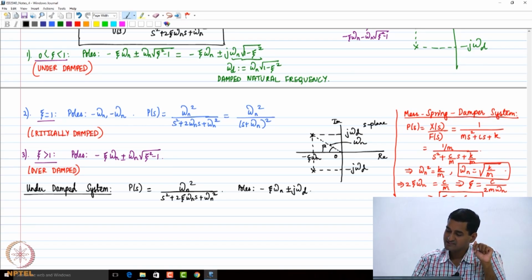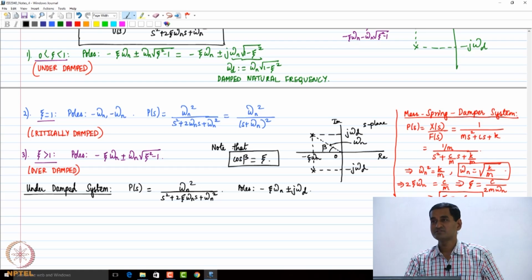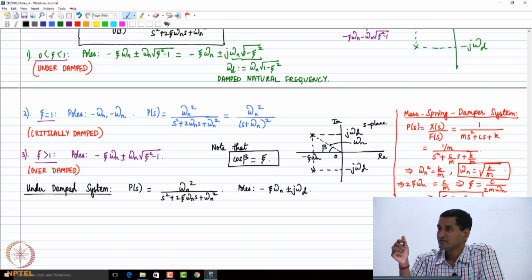Now let us say we call this angle beta. So we note that cos beta is equal to, what is cos beta? Zeta, right? Because the adjacent side is zeta omega n and the hypotenuse was omega n. So zeta omega n by omega n will be zeta. So cos beta is equal to zeta. That's something we should remember. In other words, the cosine of this angle is equal to the damping ratio of the system.